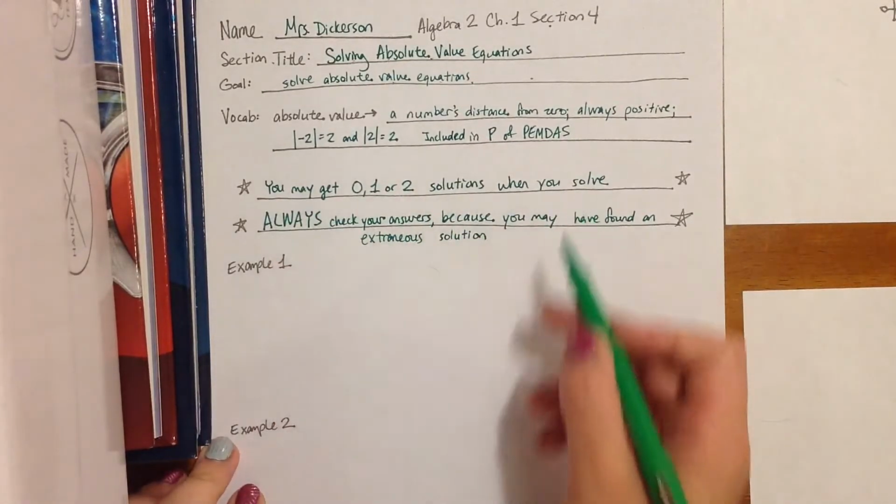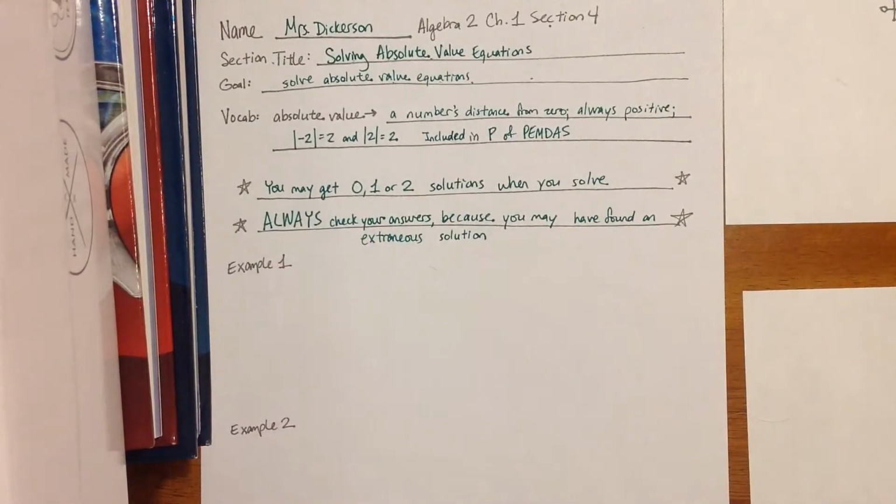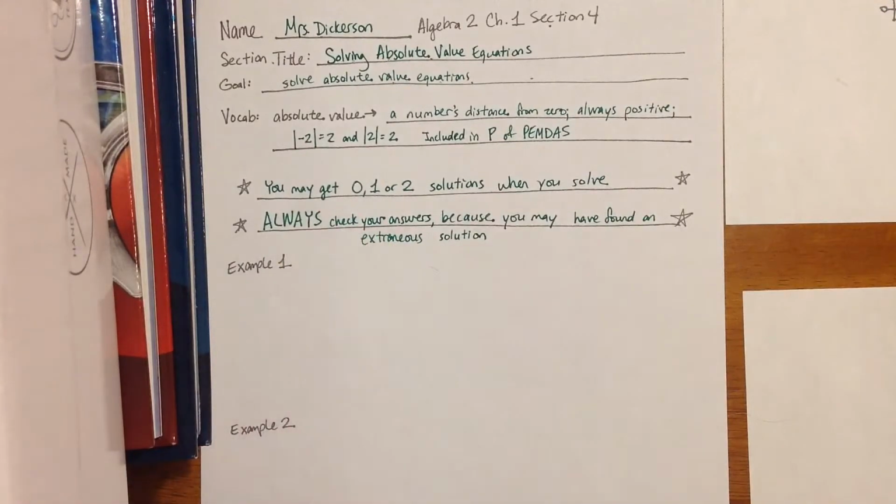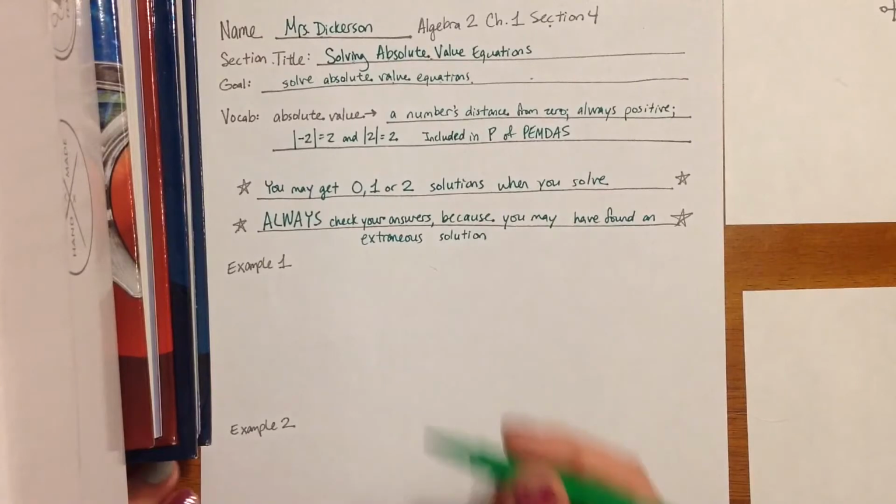Now you may get 0 or 1 or 2 solutions when you solve, and it's very important that you always check your answers, because you may have found an extraneous solution, a solution that when we algebraically solve these out, we get an answer. But when we go and plug it back in, because of the absolute value bars and just how the negatives and positives work together, it's not actually an answer. So let's go through a couple examples today.